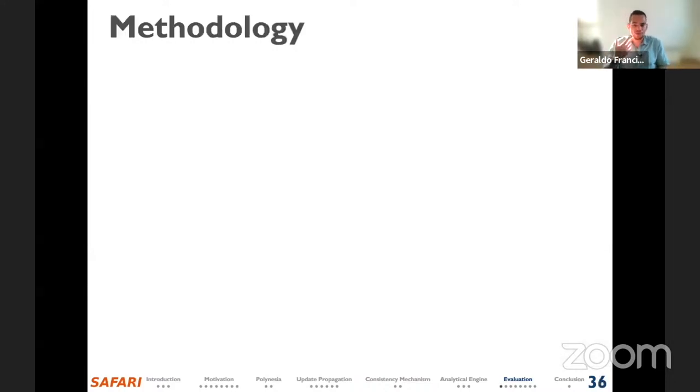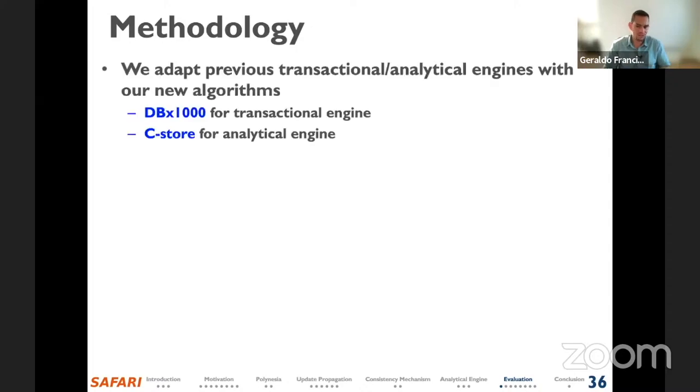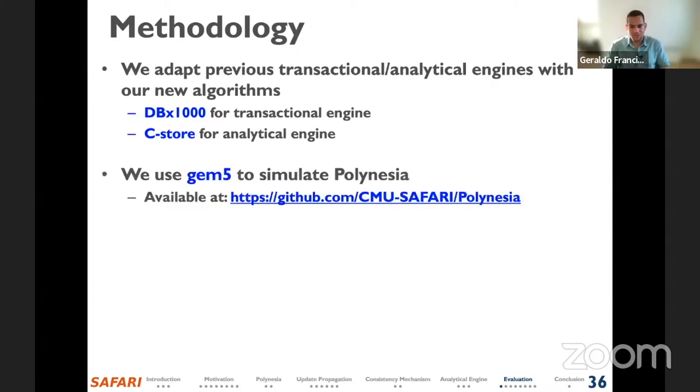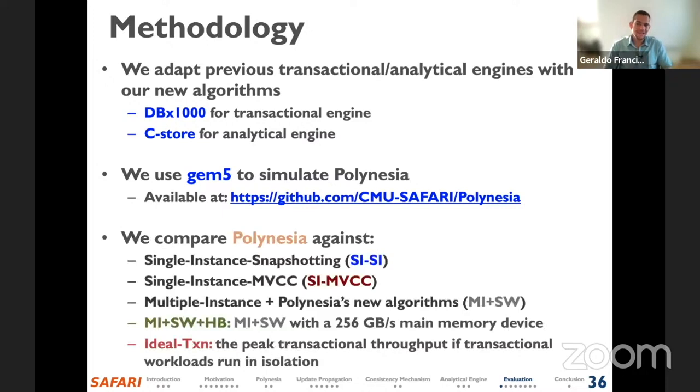In order to implement Polynesia, we adapt previous transactional and analytical engines with our new consistency and data freshness algorithms. We use the gem5 architecture simulator to simulate the hardware component of Polynesia. We open source Polynesia on the GitHub linked in this presentation. We compare Polynesia against a single instance system with snapshotting, a single instance system with MVCC, a multiple instance system with Polynesia's dual algorithm, a high bandwidth memory system, and also an ideal system where transactional workloads run in isolation.